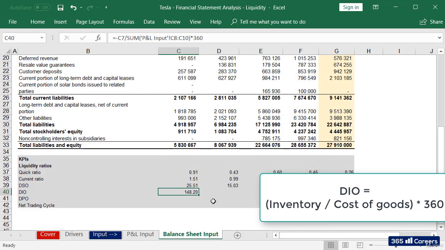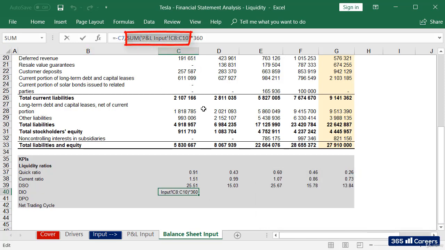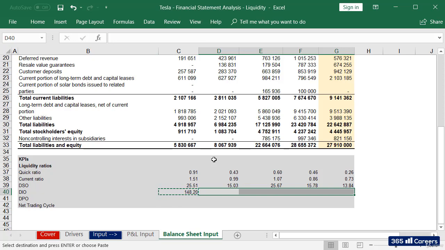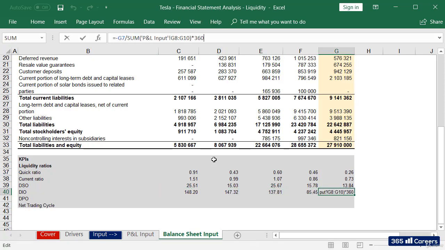When we calculate DIO, we don't divide by revenues. We use COGS instead. This makes sense because DSO gives us information about the average number of days we wait for clients to pay for sales. Given that DIO is about inventory, it'll make more sense to divide by COGS, the cost at which goods are kept in our warehouse. Okay, great.